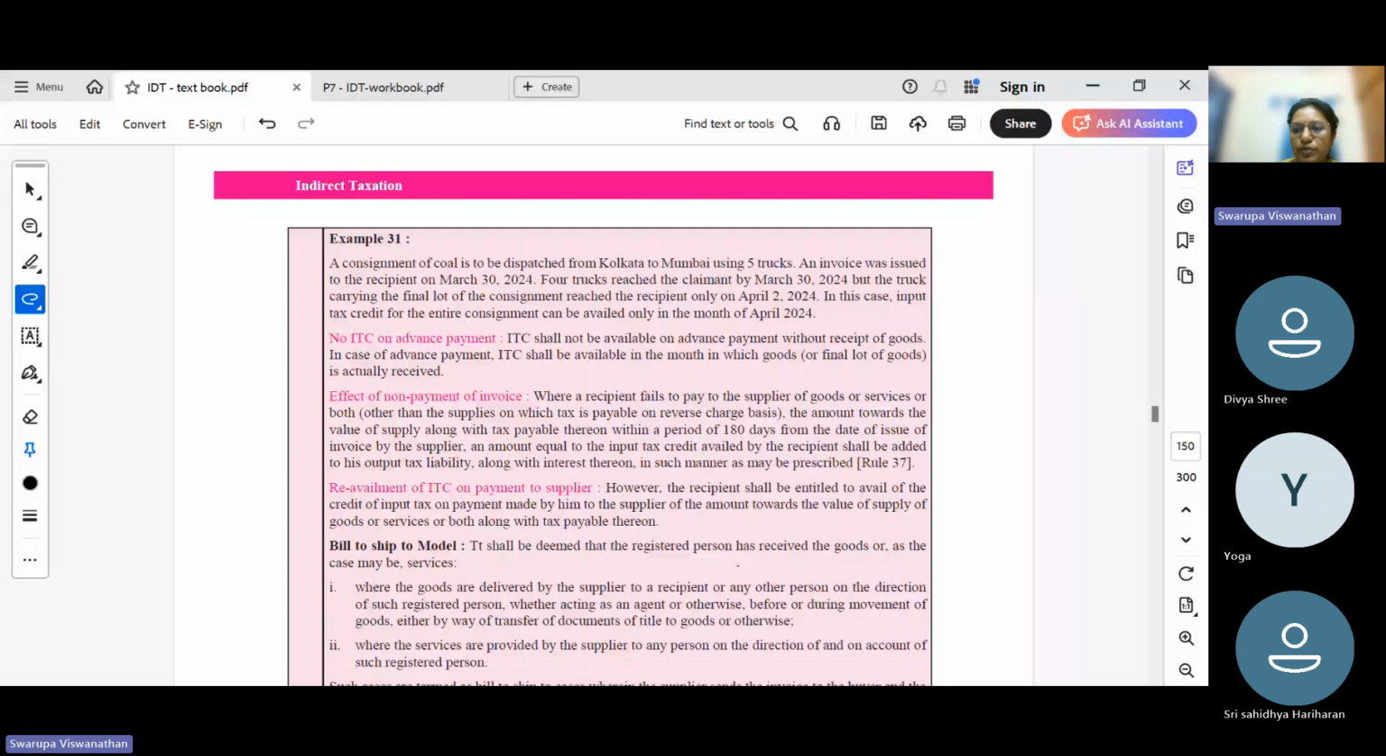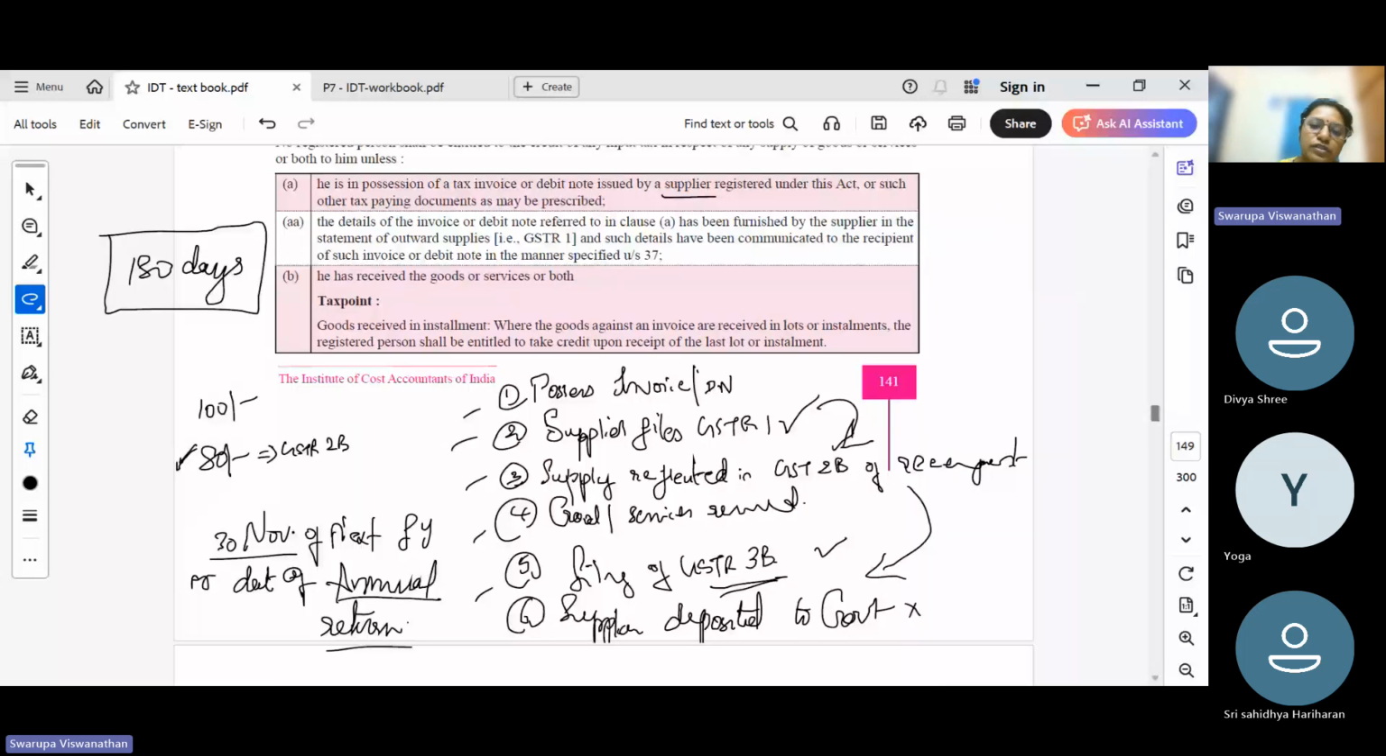Then bill to ship to address. This receipt of goods can be an actual receipt of goods or a deemed receipt of goods in case of bill to ship to address. When it is bill to and ship to, once the product has been received at the ship to address, it is deemed that the goods have been received, and the person who is paying the consideration can take the credit.